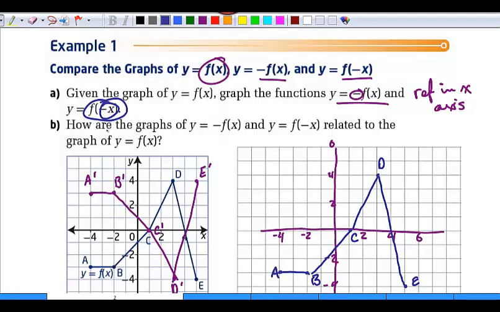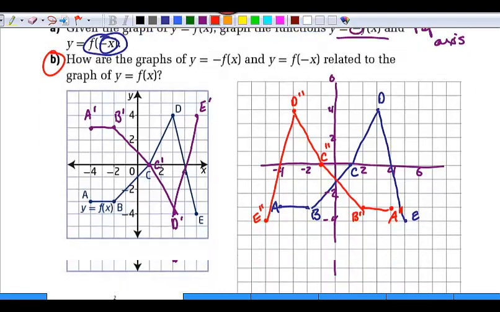So A, which was at -4, is now going to go to +4. B, which was at -2, is now going to go to +2. Notice the x values change, but the y values aren't changing here, just the x's. D was at 3, now it's at -3. And E was at 5, so now it's at -5. Connecting the dots, and we're going to label this. This is our second image, so I'm going to do B double prime and C double prime, etc. So the first one was a reflection in the x-axis, the second one was a reflection in the y-axis.